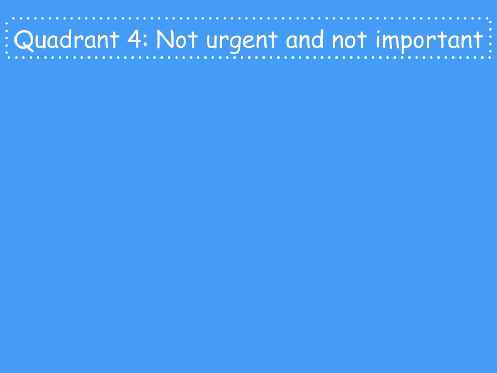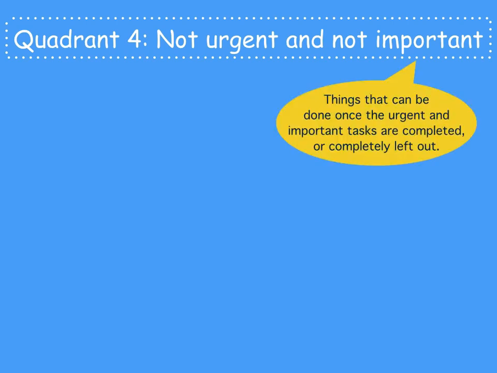Quadrant 4, the not urgent and not important. This quadrant involves things that can be left till all the other tasks are completed, or it can be completely left out. It can sometimes be difficult to decide what actually goes into this quadrant. In order to figure out whether a task goes into quadrant 4 or not, ask yourself these 4 questions.